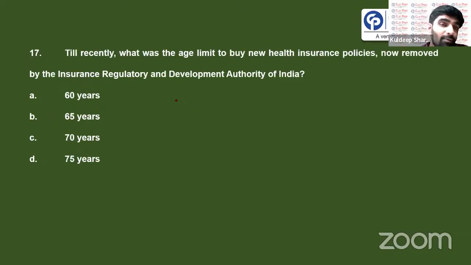Next, till recently, what was the age limit to buy a new health insurance policy, now removed by the Insurance Regulatory and Development Authority of India? So earlier there was an age limit. Once you crossed that particular age limit, you were no longer allowed to buy a new health insurance policy. You could only renew your earlier health policy. However, now the age limit has been removed. So you can be 100 years old and still buy a new health insurance policy. And earlier the age limit was 65.